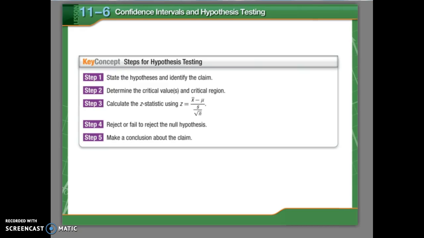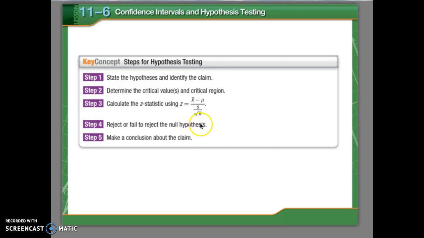There's a 5-step process for how you run a hypothesis test. The first step is that you need to figure out what's the claim, what are they claiming is going on, and then come up with hypotheses. The second step is to figure out your critical value and your critical region. Then you're going to calculate the z-statistic using the formula x bar minus mu divided by s, the sample standard deviation, over the square root of n.